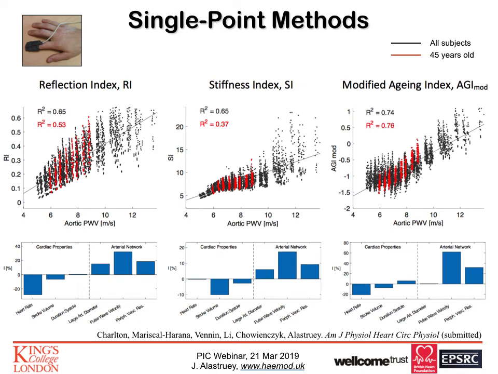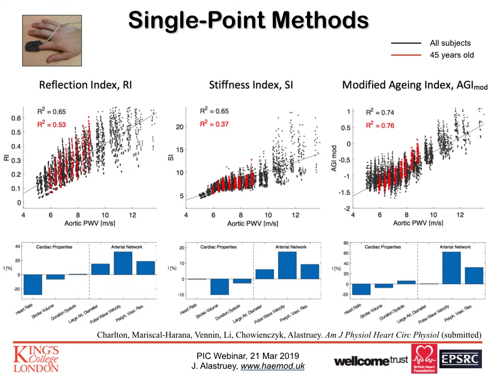For instance, the reflection index and the stiffness index both increased with large artery diameter. Since large artery diameter and aortic pulse wave velocity both increase with age, these strengthen their correlations with aortic pulse wave velocity across the age range. In contrast, the modified aging index was not strongly influenced by large artery diameter, and therefore performed better both across the age range and when considering only middle-aged subjects.